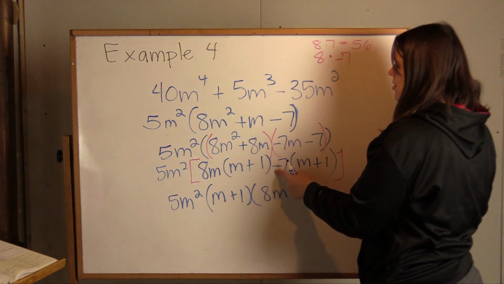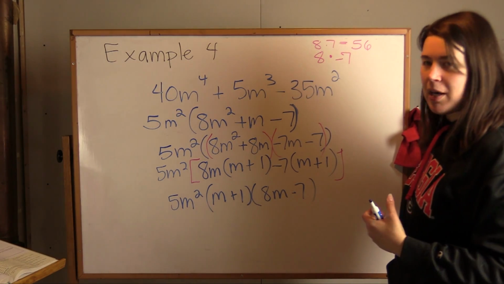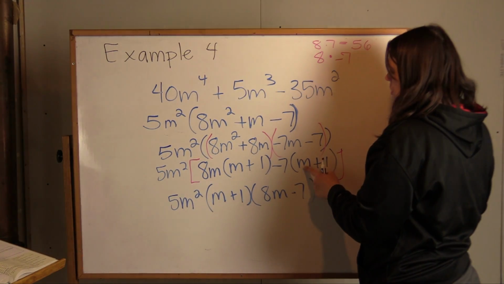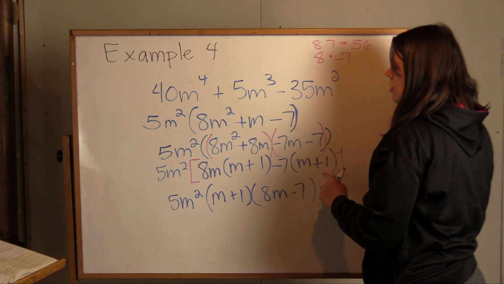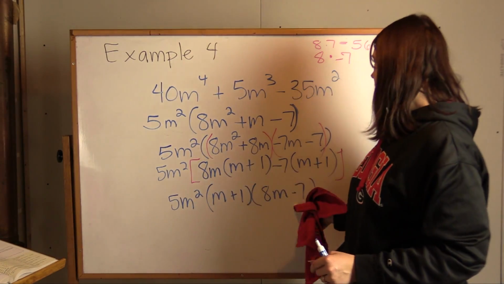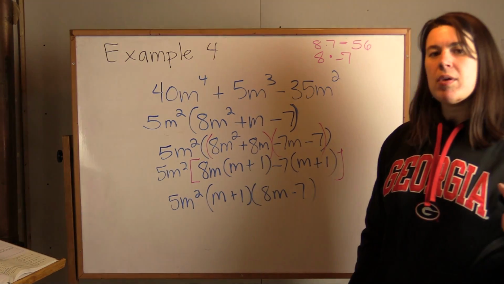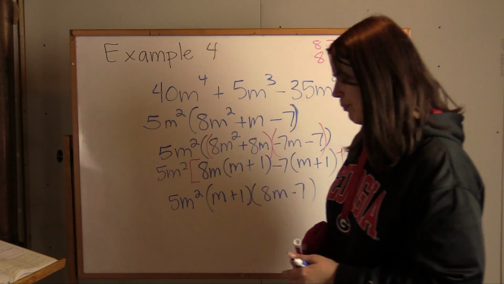So because I factored out a negative and they're both negative, that means the inside becomes completely positive. So I'm left with m plus 1. They both share the factor of m plus 1. So I pull that out, and then 8m minus 7 is left behind with the 5m squared that we factored in the beginning as part of the final answer.